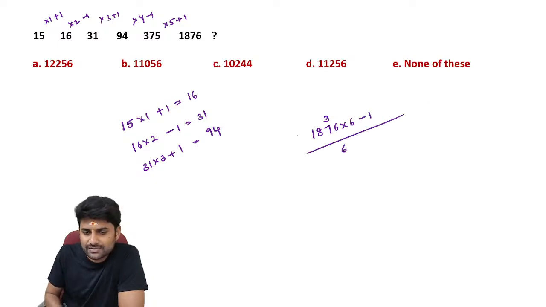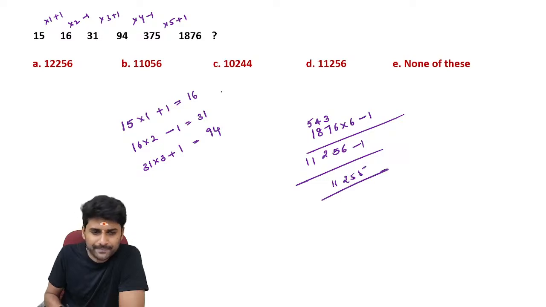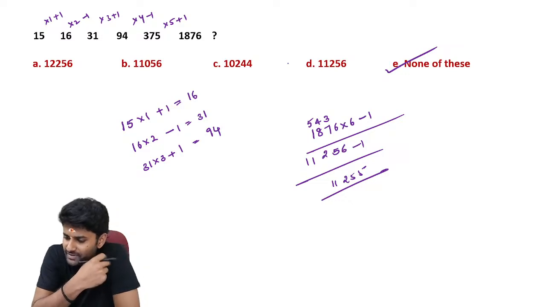So here 6 into 6 36, 6 into 7 42 plus 3 is 45. 8 into 6 is 48, 48 plus 4 is equal to 52. 6 into 1 6, 6 plus 5 is equal to 11. Just subtract it, then it become 11,250. So it's a none of this, but see 11,255. So you can replace with none of these. We have that option, right?